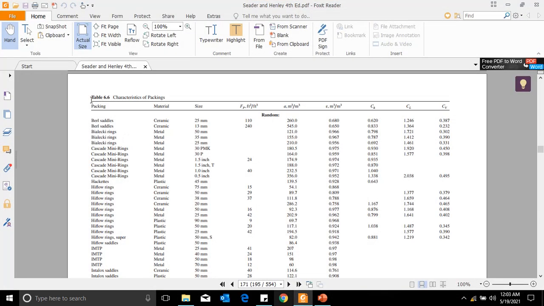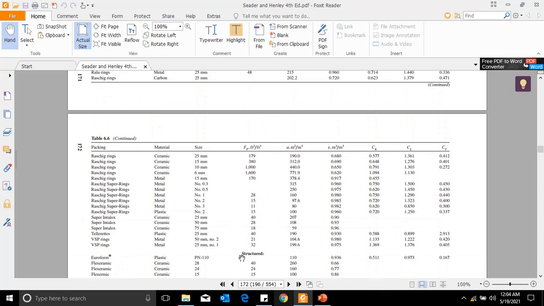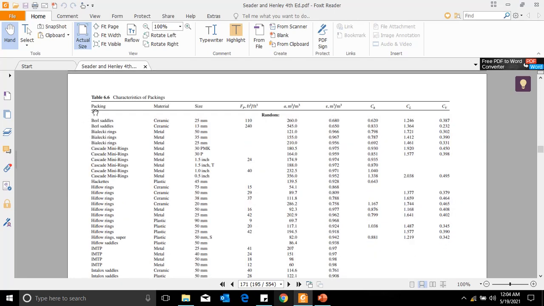So here is the table, 6.6, characteristics of the packing. You can see that there are different packings. Initially they started with random packing, and later you will see, this is a huge table, there is structured packing. Inside random packing there is a packing material. We know that packing can be ceramic, metallic or plastic, and there can be different sizes or specifications.